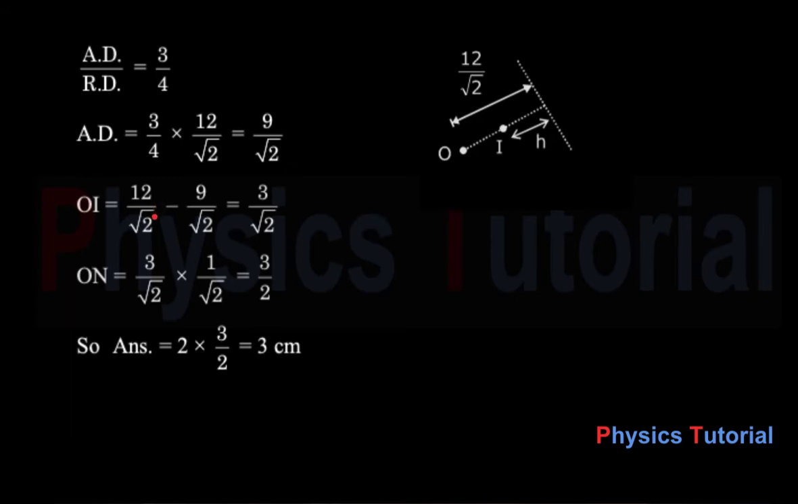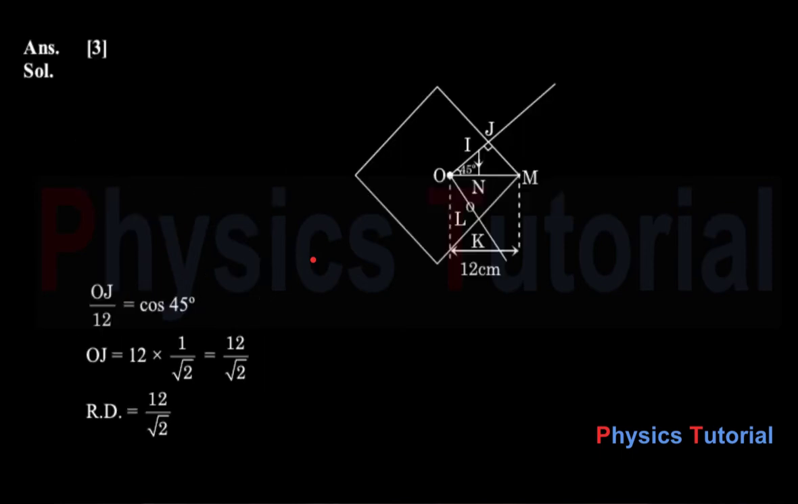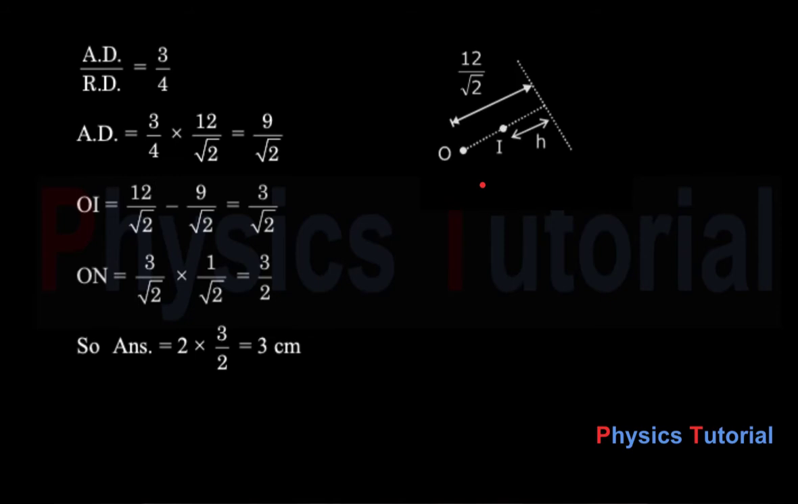So OI will be 12 by root 2 minus the apparent depth, 9 by root 2. So 12 by root 2 minus 9 by root 2 will be 3 by root 2. And ON, this one is ON, you can find as 3 by root 2 into 1 by root 2, cos 45 degree is 1 by root 2, and that will be 3 by 2. So the final result will be 2 times 3 by 2, that is the answer is 3. So this is the justification of the answer 3.